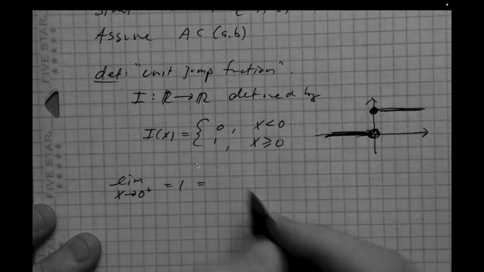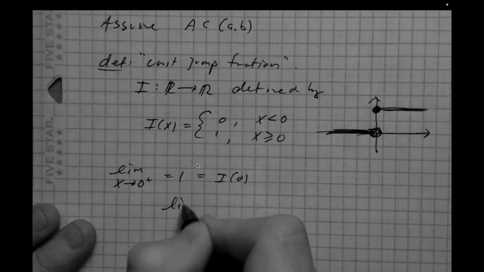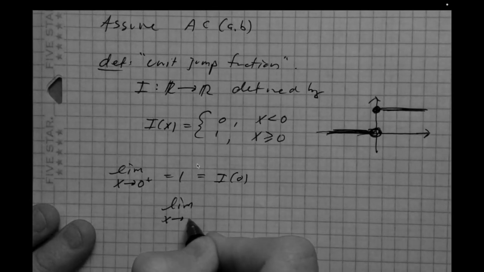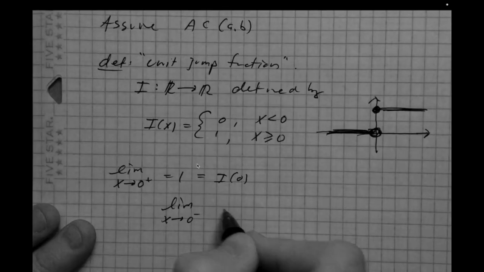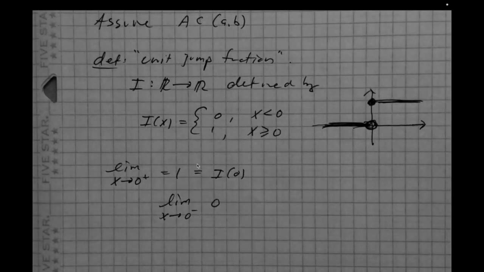Okay, and that's also equal to I of 0. And the limit as x approaches 0 from the left-hand side is equal to 0, right? So it's got this jump discontinuity. That's why it's called a jump function. It's the unit jump function. It jumps up 1 unit as you go from left to right.